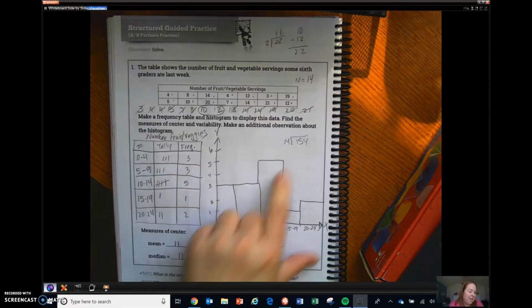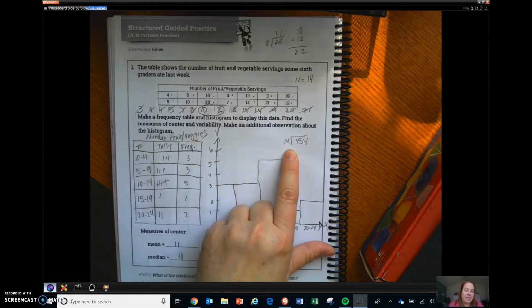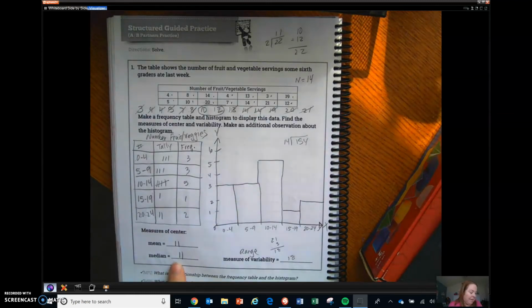Okay, I'm running out of time. I got 154 divided by 14, and I got the mean as 11.